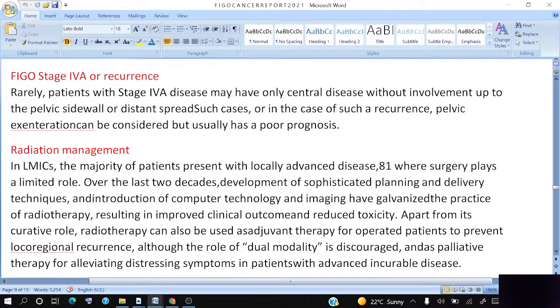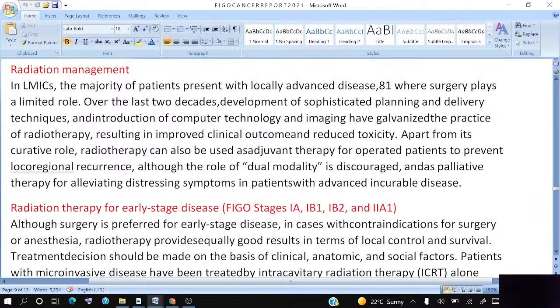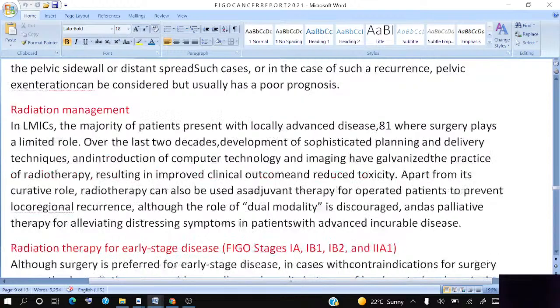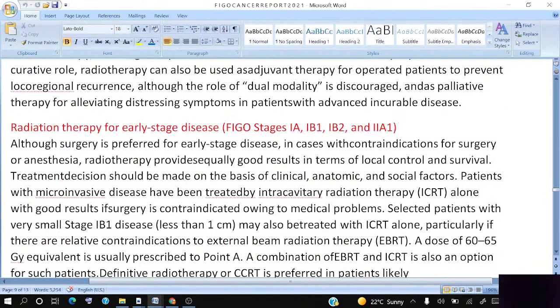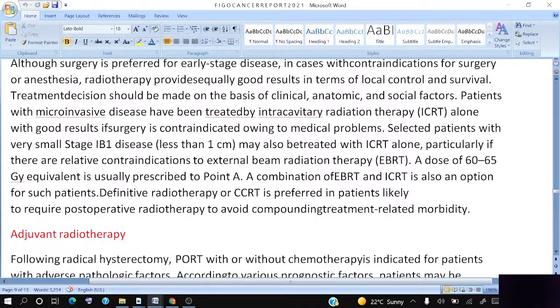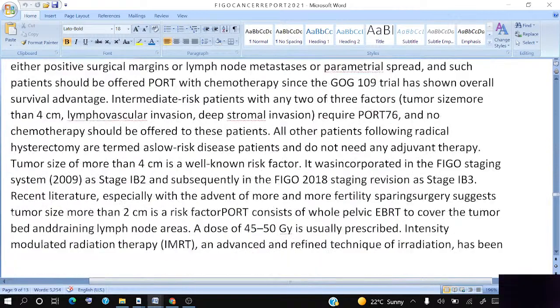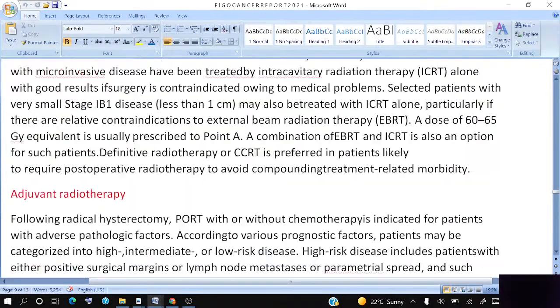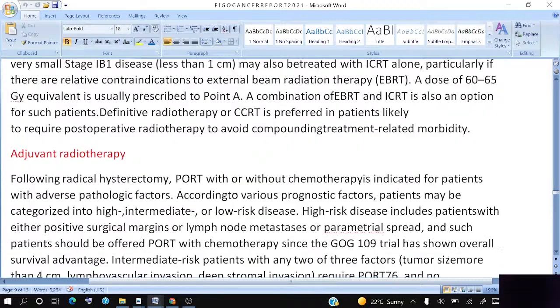So radiation management can be used, and radiation therapy can be used for disease of stages like 1A, 1B, 1B2, and 2A. This is going to be radiation therapy according to the staging. Okay, then we have the adjuvant therapy.